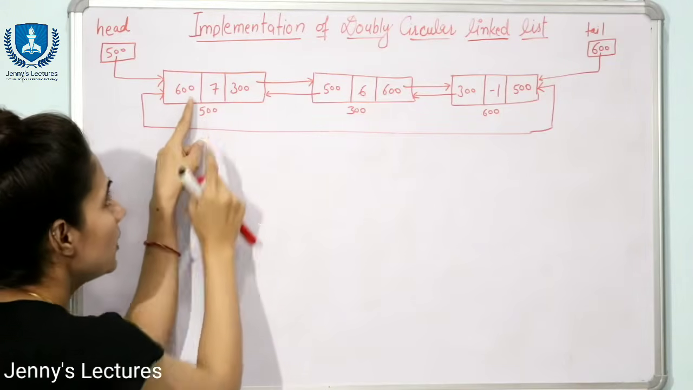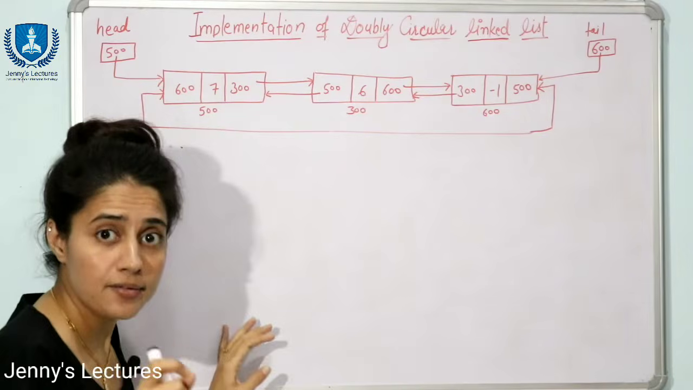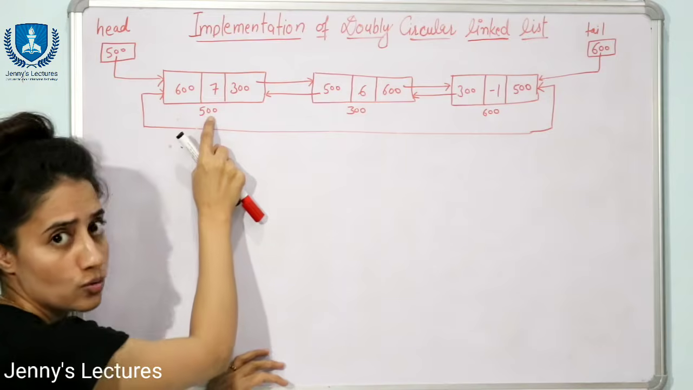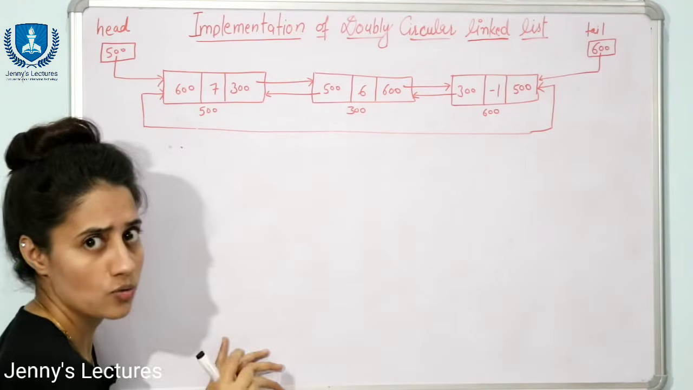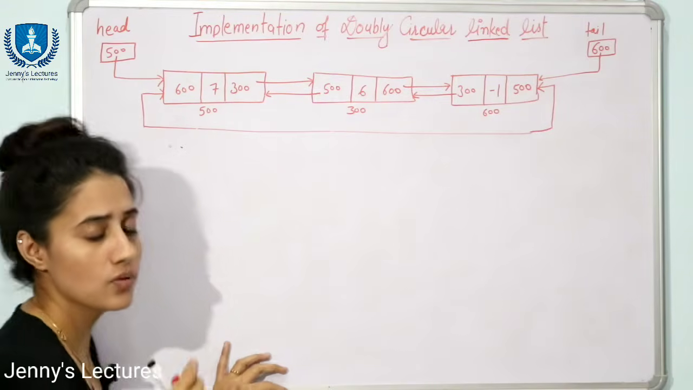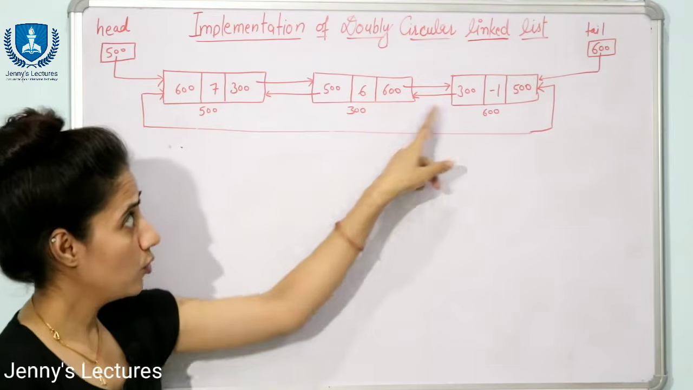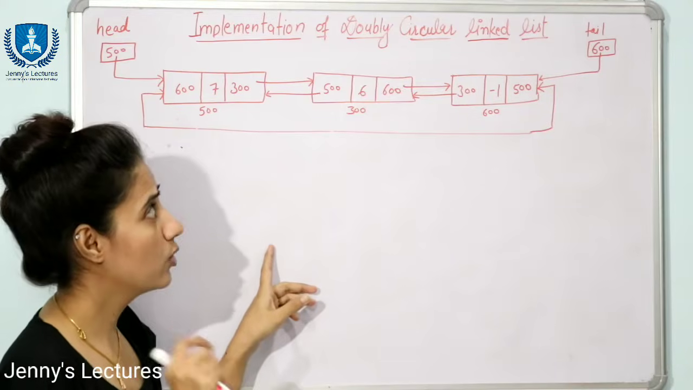Here, the previous pointer of the first node would also contain the address of the last node, right? The previous pointer of the first node. Here 600 is there, and 600 is the address of the last node, and the next pointer of the last node would contain the address of the first node. So in this list we don't have any null pointer, right? So this is what a doubly circular linked list is.